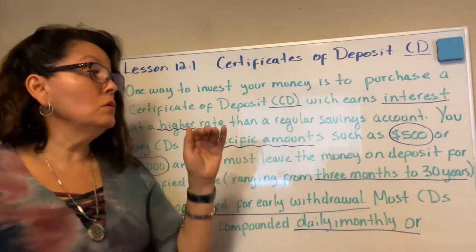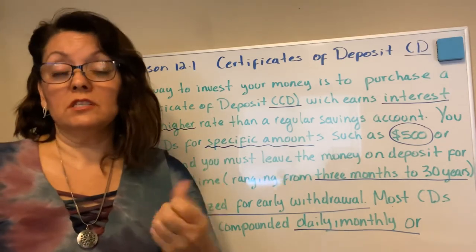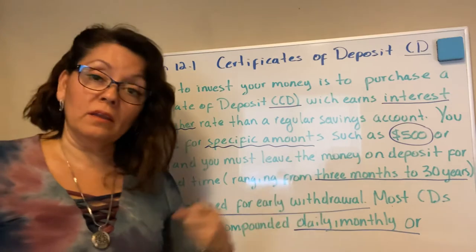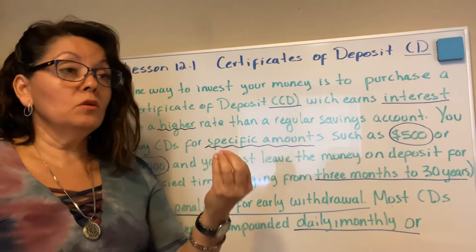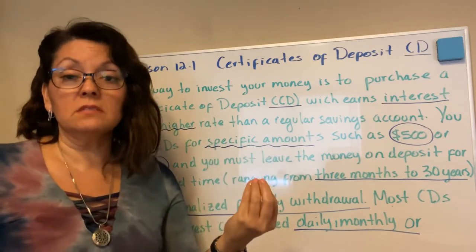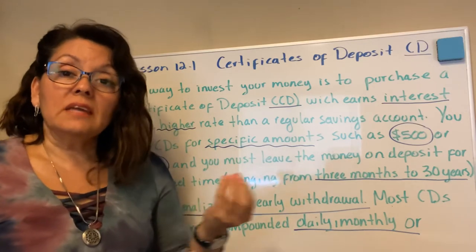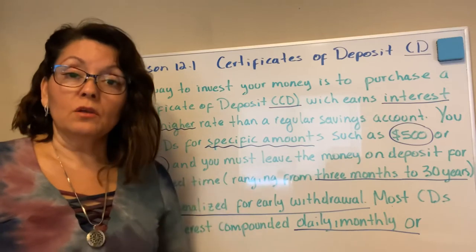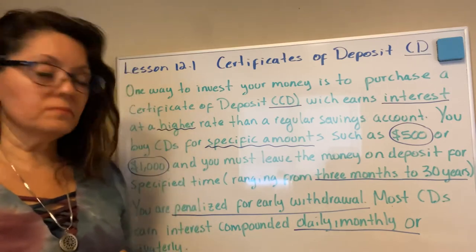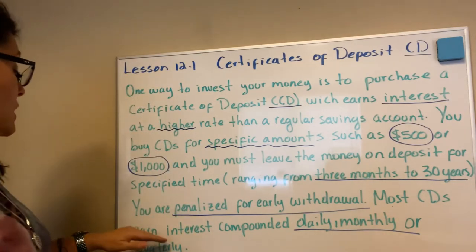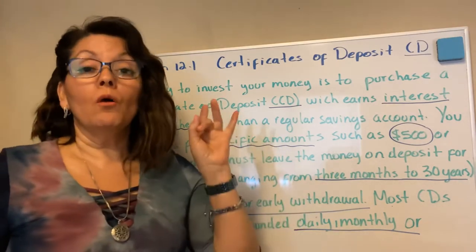If you buy a certificate of deposit for 6 months, and you want to take the money before those 6 months, they're going to penalize you. What that means is, if you put $500 in for 6 months and you take it out before those 6 months, they're going to take some of those $500 away because you didn't finish the contract. Okay, make sense? I hope it does. Most CDs earn interest compounded daily, monthly, or quarterly.